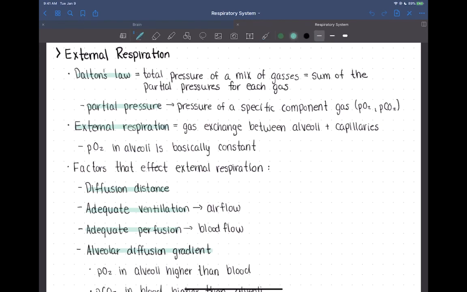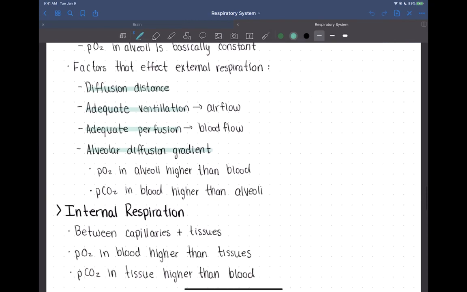Okay, there are factors that can affect how efficient external respiration is, so let's go through those really quick. The first factor would be diffusion distance. This is related to the thickness of the respiratory membrane. It's the distance that those gases have to diffuse across in order to move from the capillaries to the alveoli or the other way.